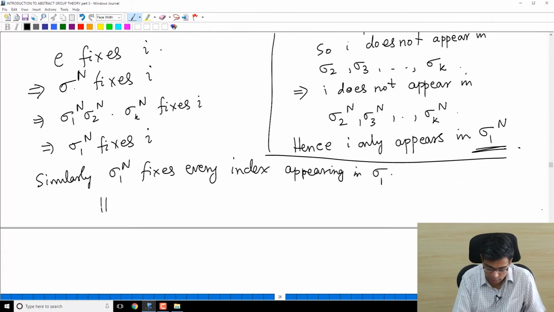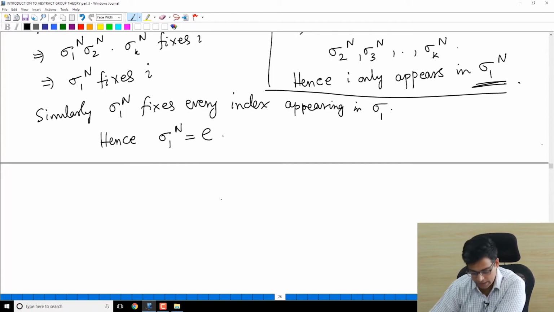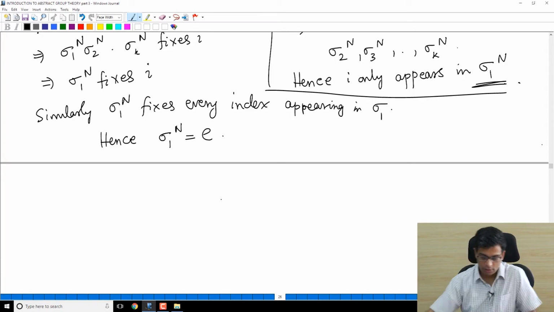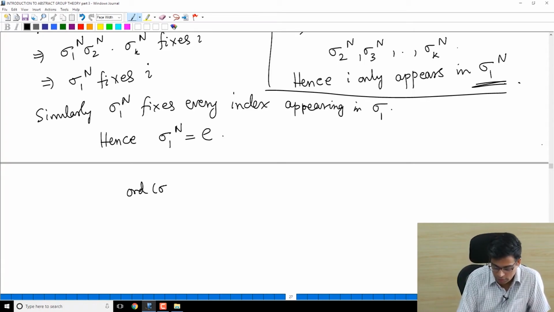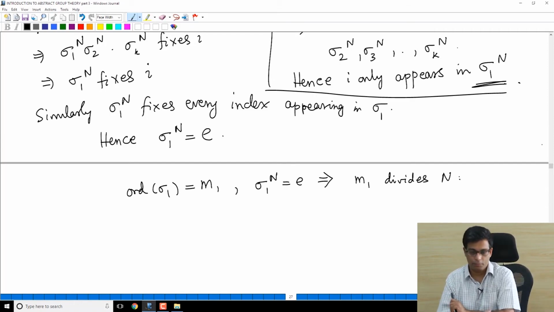This is to say, sigma 1 to the n is identity. Sigma 1 to the n must fix everything that's in sigma 1. Of course, it fixes everything that's not in sigma 1, because sigma 1 fixes everything that's not in sigma 1. So sigma 1 to the n is identity. It fixes every index. But then the order of sigma 1 is m1 and sigma 1 to the n is identity. These two together imply that m1 divides n. This is also an exercise I have done in the previous videos. If the order of an element is m, but some other power n of that element is e, then the order must divide n.